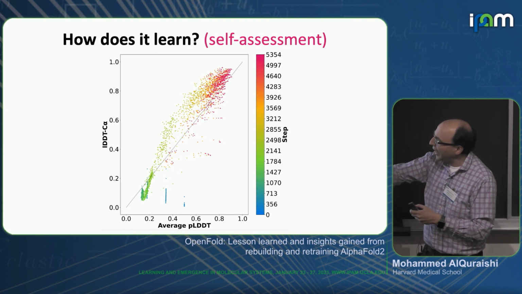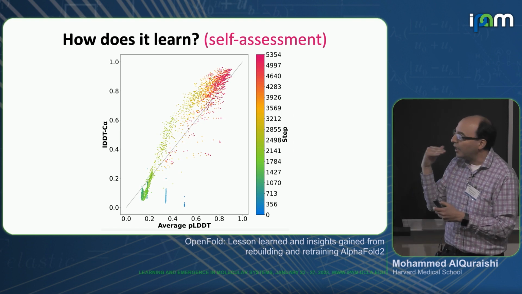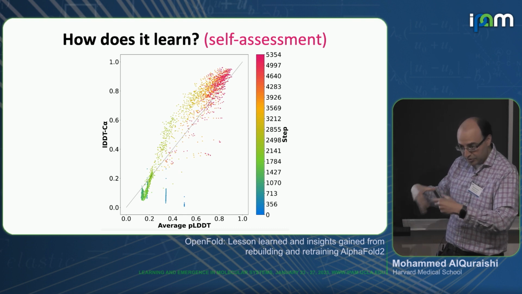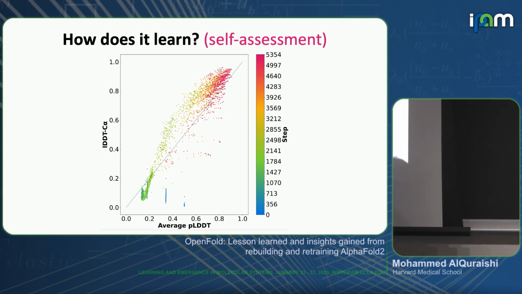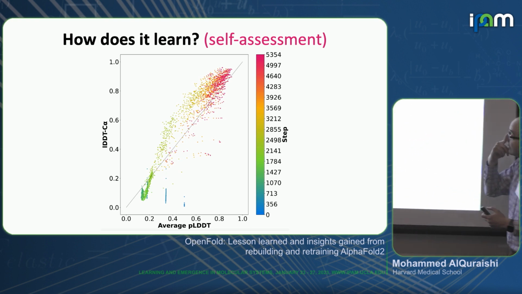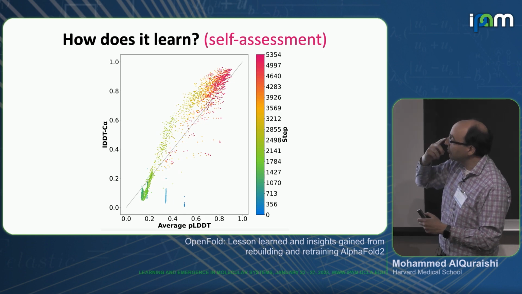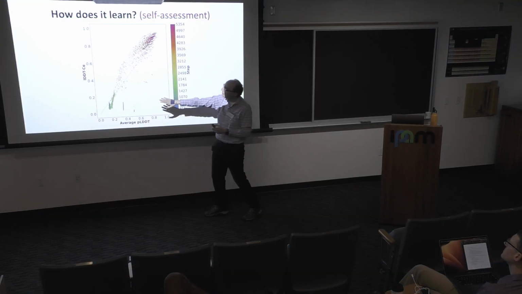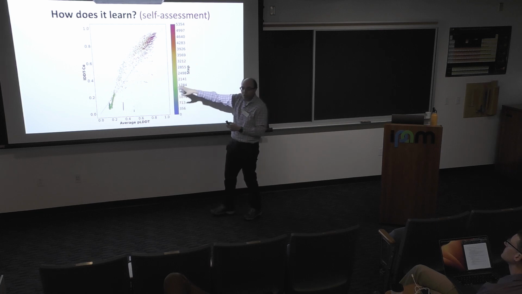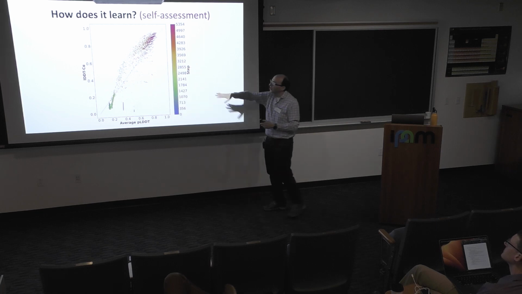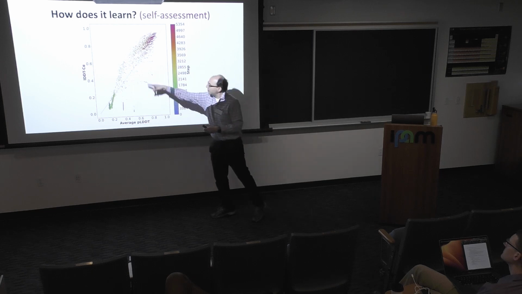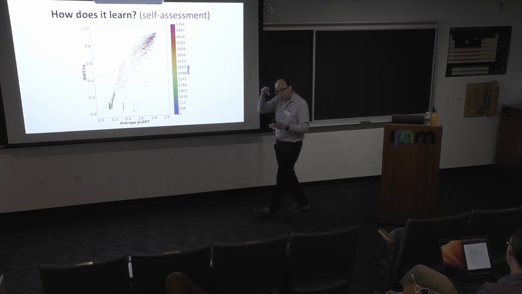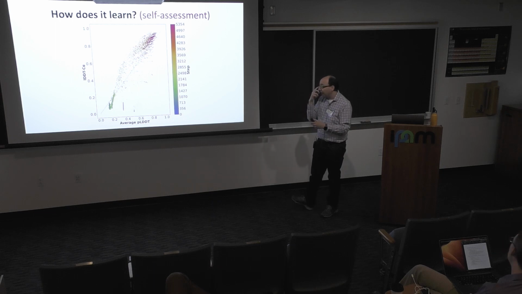And then on the x-axis here is the predicted accuracy of this prediction. So this is its own self-assessment. And the y-axis is the actual accuracy. Not surprisingly, it starts out poor and it gets better. But what is a little bit surprising to me is that it actually maintains a pretty decent self-assessment of how well it's doing throughout the process. It isn't like initially it's poor and then it starts doing well and then it learns to self-assess. Rather, as it's learning, particularly in this key phase here, it is aware of its lack of accuracy.